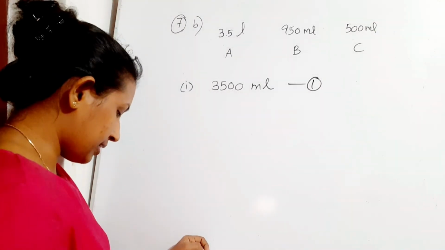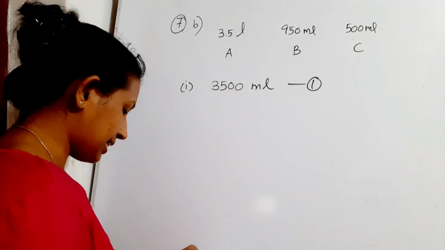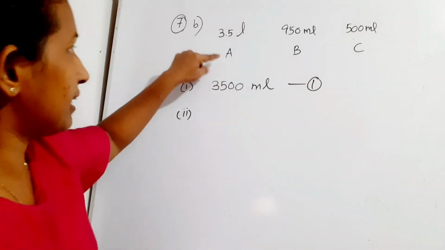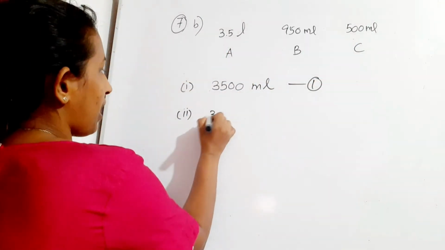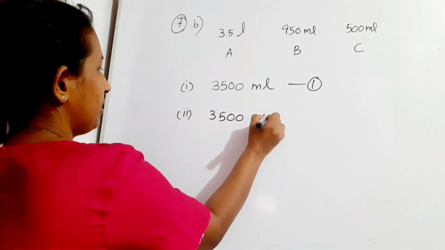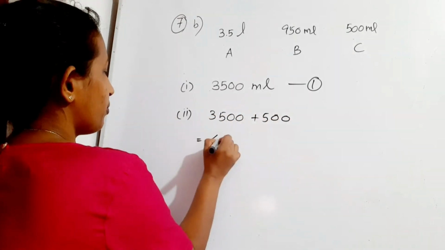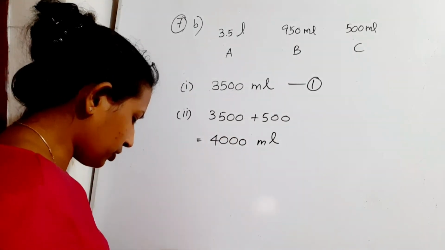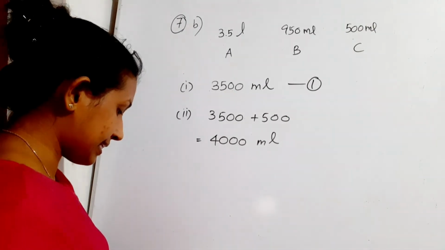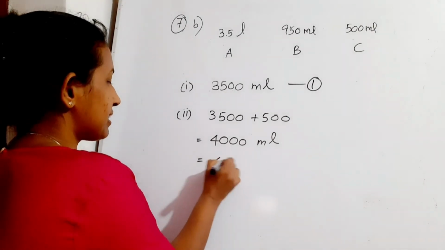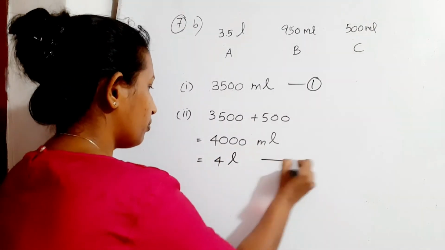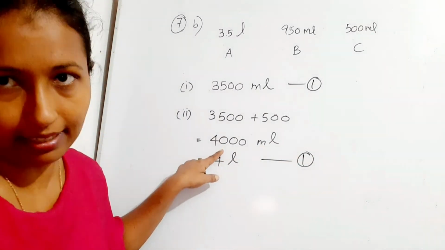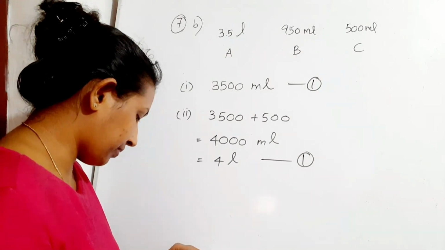Then the second question: find the total volume of water in vessels A and C. Here 3500 plus 500, so the answer is 4000 milliliters. You can also write it as 4 liters. So 1 mark for this answer or this answer. Both are correct. You can write it like that.